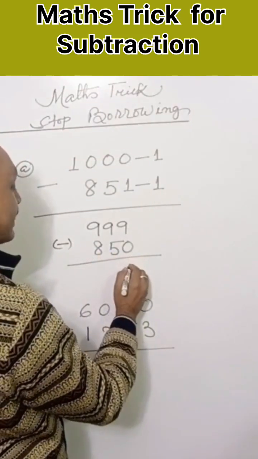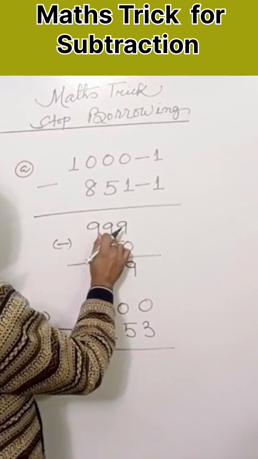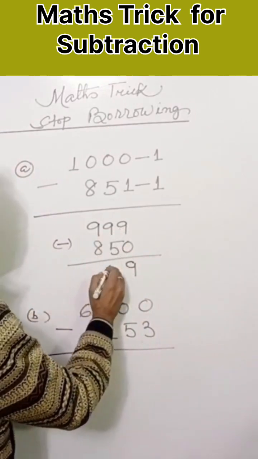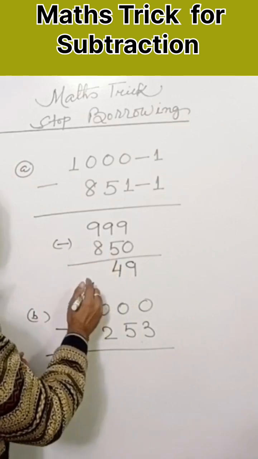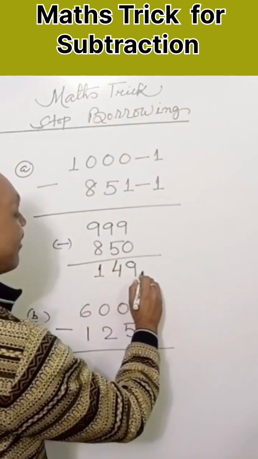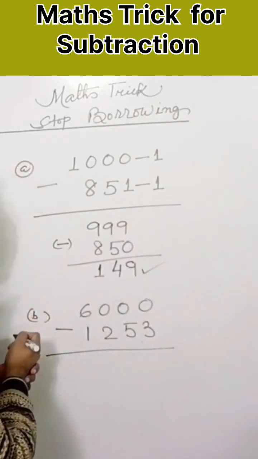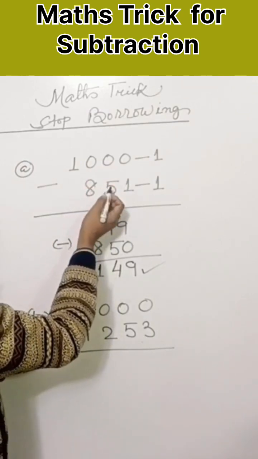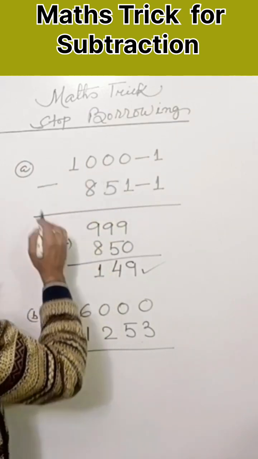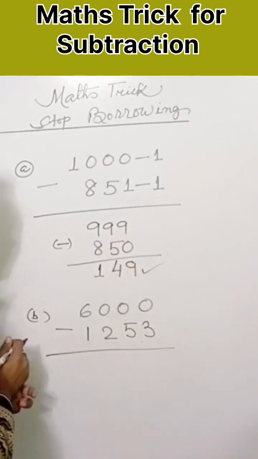9 minus 0, that is definitely 9. 9 minus 5, that is 4. 9 minus 8, that is 1. Now it has become very easy. So this is the answer. If we subtract 851 from 1000, you will get 149.